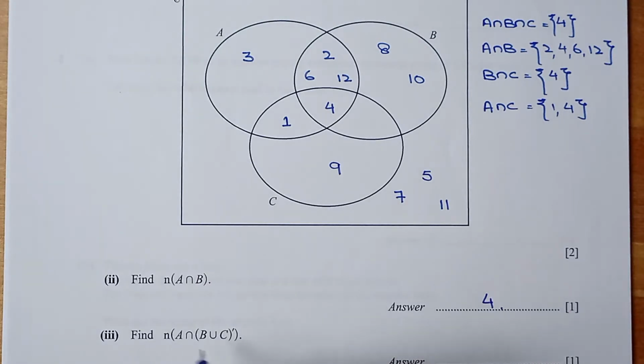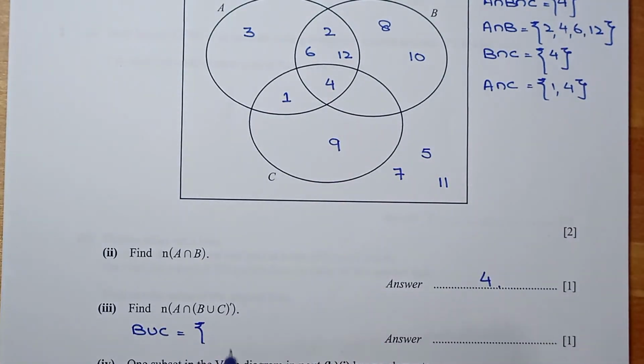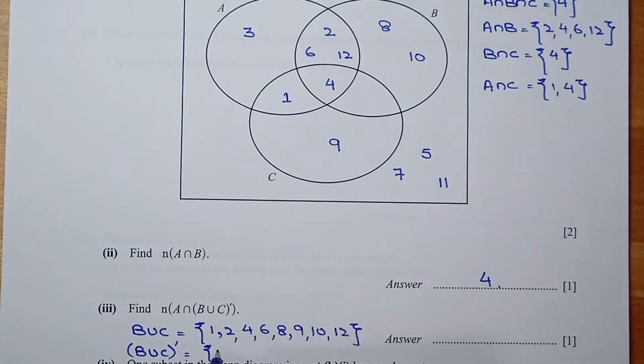Now find the number of elements in A intersection (B union C) whole complement. First we need to find B union C and its complement, and then the intersection with A. From the sets above, B union C is 1, 2, 4, 6, 8, 9, 10, and 12. Its complement means the elements other than these: 3, 5, 7, and 11.